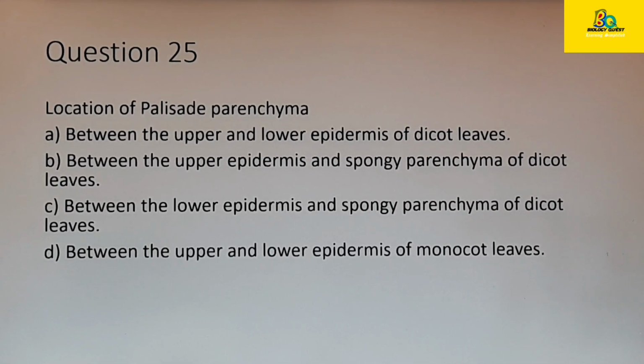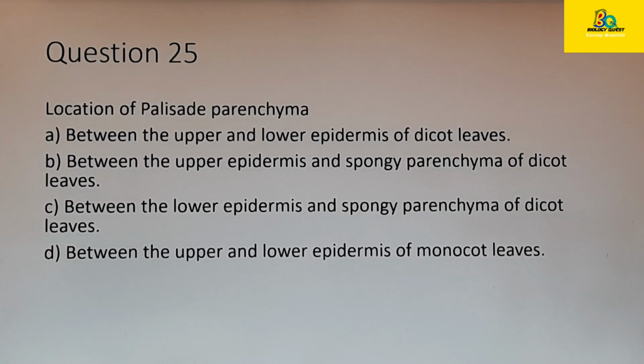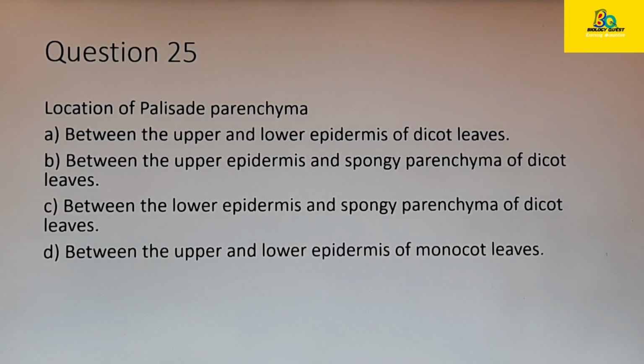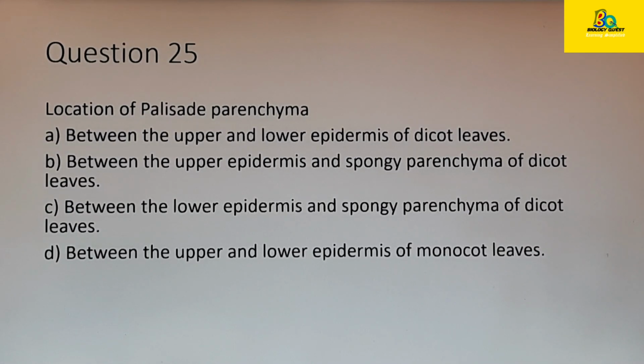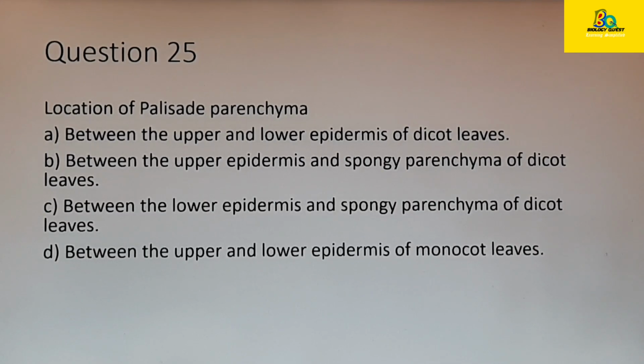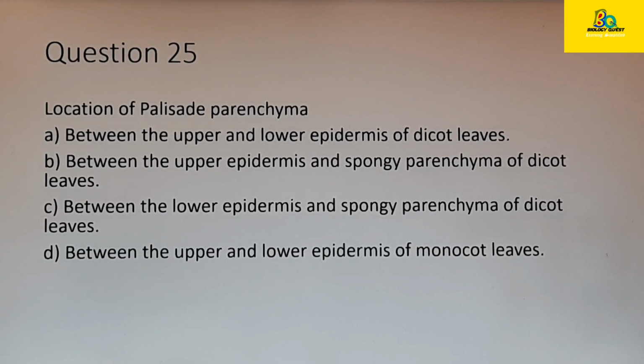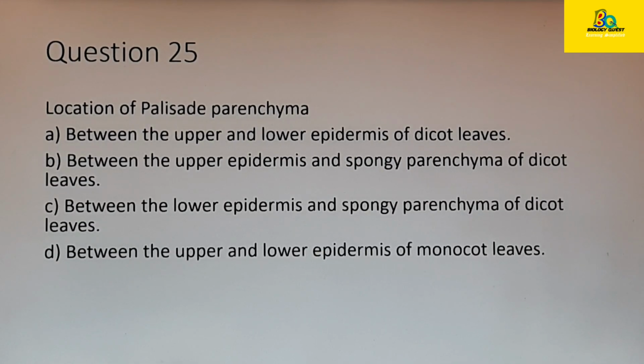So here the question is the location of Palisade parenchyma. Look at the options: A, between the upper and lower epidermis of dicot leaves. B, between the upper epidermis and spongy parenchyma of dicot leaves. C, between the lower epidermis and spongy parenchyma of dicot leaves. D, between the upper and lower epidermis of monocot leaves. Which is the correct answer?